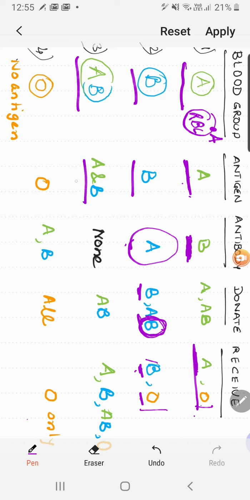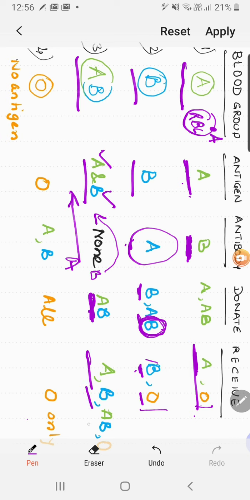AB is a mixture. That means both the antigens are present on the surface. Therefore, if you try to infuse A, it will identify it. If you try to infuse B, it will identify, right? It will not react. But it can donate to AB only. Okay? And it can receive from A, it can receive from B, it can receive from AB.